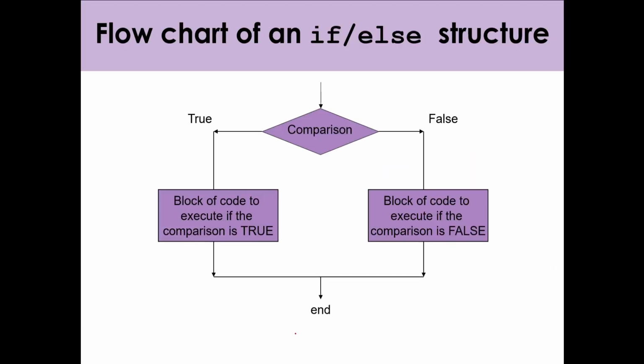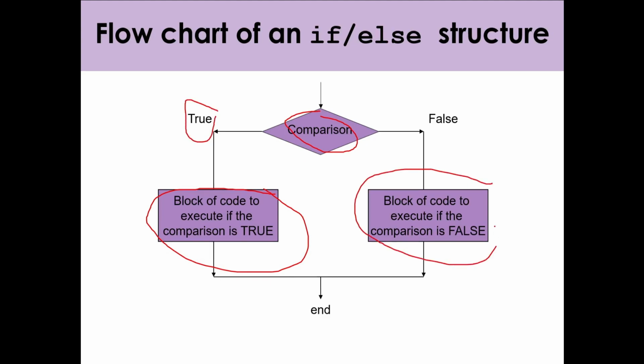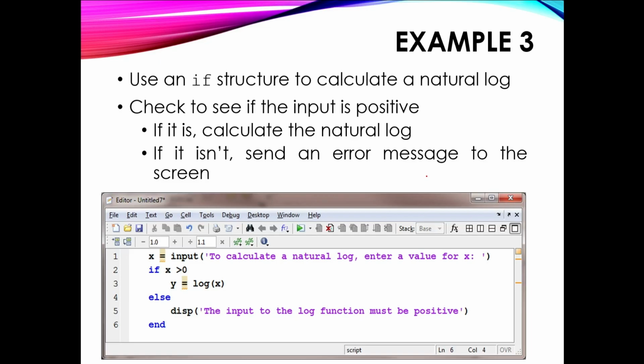Okay, let's look at the flow chart. So this is where the comparison is carried out. So you will execute the left block here if the comparison result is true, and it will execute another block of code if the comparison results is false.